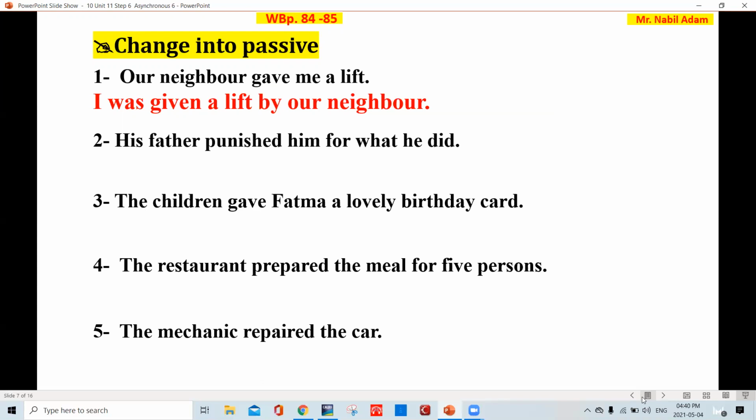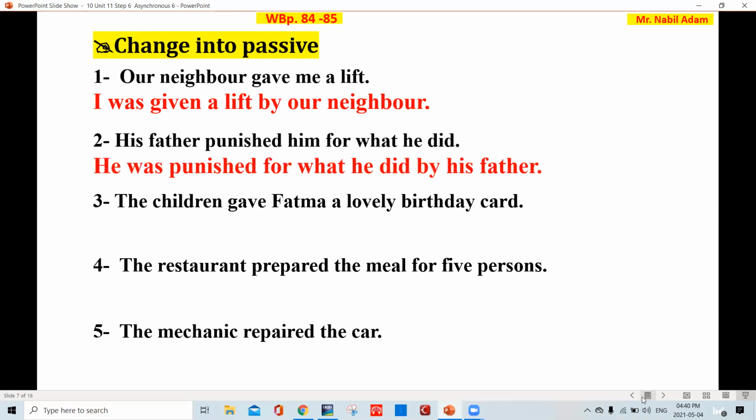His father punished him for what he did. Begin with him. No, we say he, because we change the object pronoun into subject pronoun he. He was punished for what he did by his father. The children gave Fatma a lovely birthday card. You can start with Fatma or you can start with a lovely birthday card. Fatma was given a lovely birthday card, or a lovely birthday card was given to Fatma by the children.